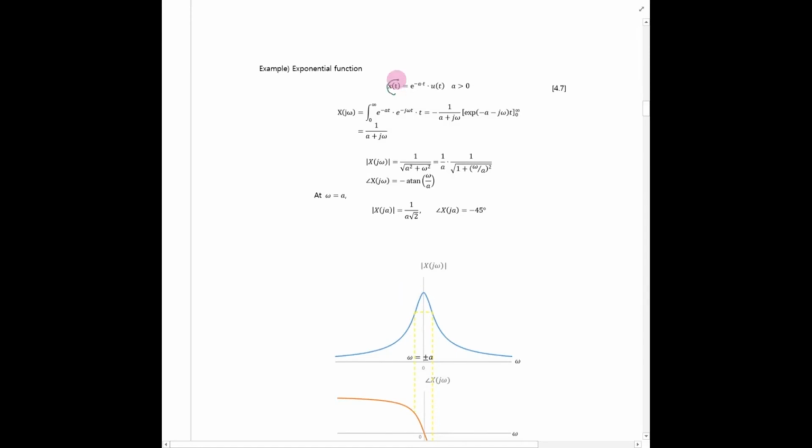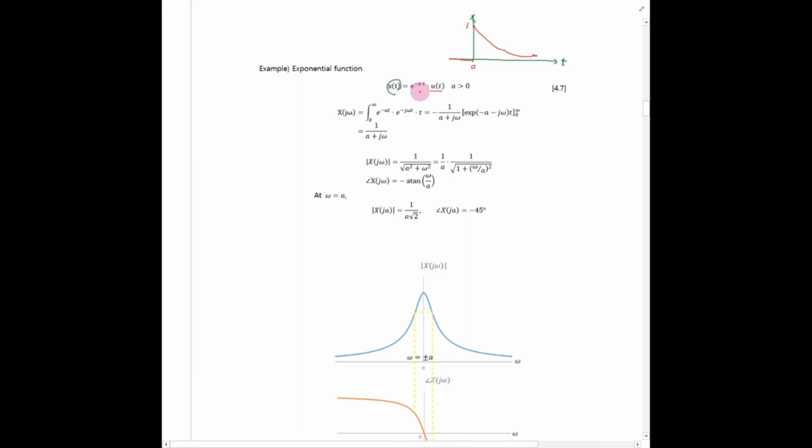Here is an exponential function. It's a right-sided signal. It means that this is e to the minus at multiplied by u(t), so the signal only exists at positive time. And we think of a as positive, then the signal pattern will look like this, as you know, because of the unit step function it is all the way 0 for t less than 0, but at t equals 0 it becomes 1. Okay, and after that, because a is positive, it decays all the way down.